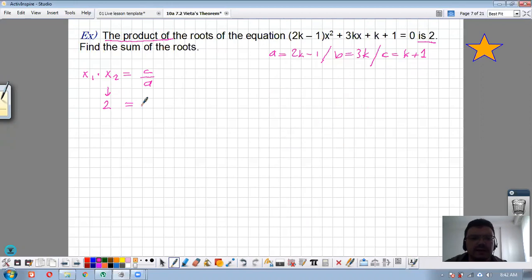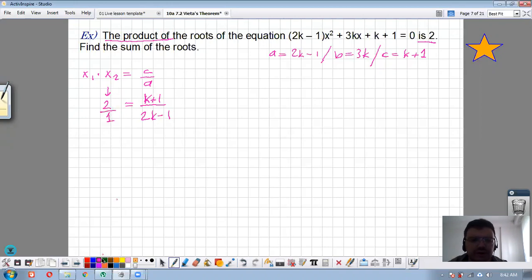So then we will just replace those things in the given formula. You understood the first step: the product is 2, we wrote the formula, and the result will be 2. If we put these things in here, what about c right now? k plus 1. We just put it there. And then what about a? 2k minus 1. So then to solve this equation, we should do the cross product.